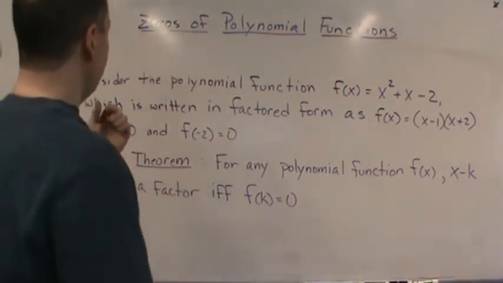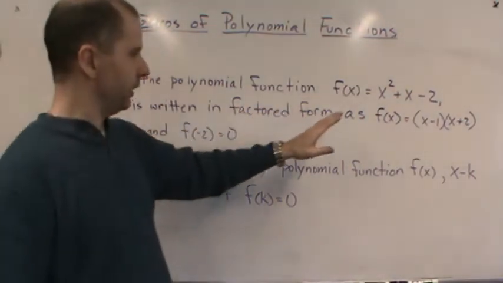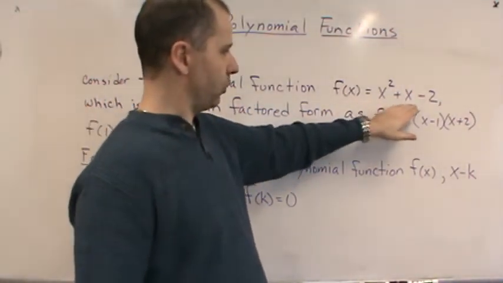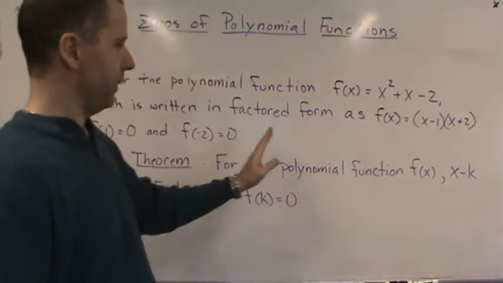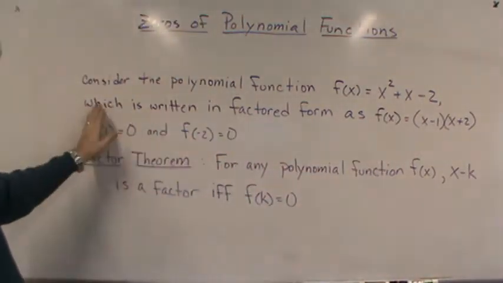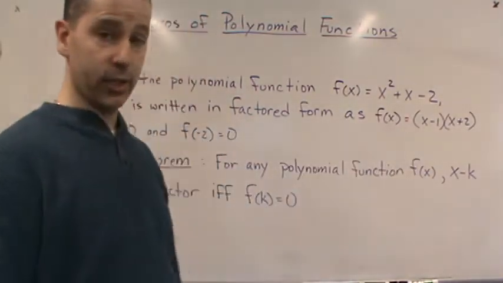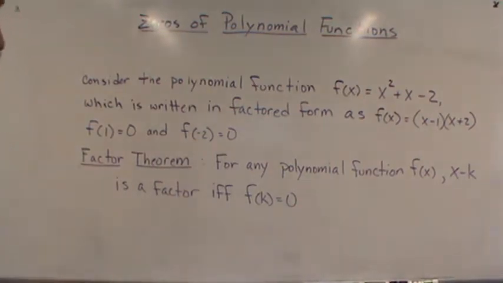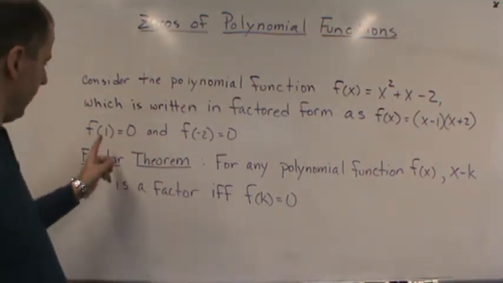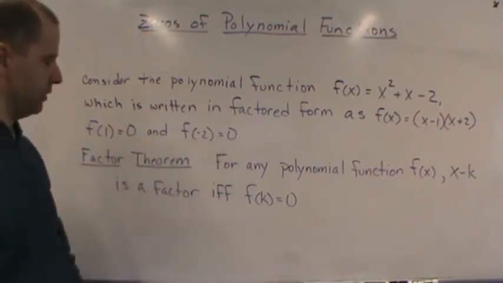Okay. So in this case, I'm going to start with, consider the polynomial function f of x equal to x squared plus x minus 2. And consider also its factored form, which is written here as x minus 1 and x plus 2. Okay, so then notice that f of 1 is equal to 0, obviously, and f of negative 2 is equal to 0.